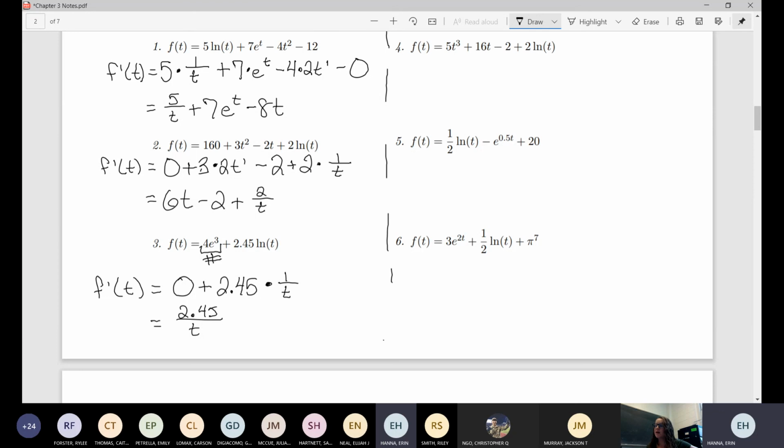Is there a variable in there anywhere, Kayla? I'll hit that in a second, Jackson. So notice, Kayla, the variable we're working with here is t since it's f of t. There's no t in there at all. It's just 4e to the third. There was no t in there when I read it at all. Since there's absolutely no variable.